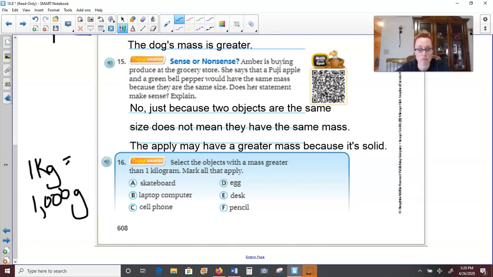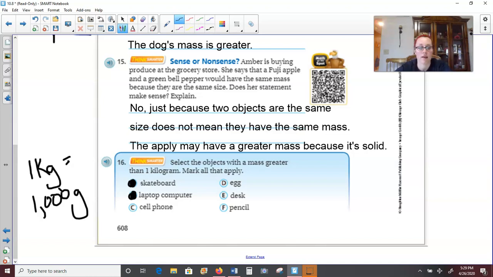Would a skateboard? Yeah, skateboards are large in size, but they're also kind of heavy too. How about a laptop computer? Yeah, laptop computers carry a lot of mass to them. I mean, they're not heavy where your arms are dragging to the ground, but you can still feel their weight. How about a cell phone? A cell phone, I would say no. We would measure the weight of cell phones in grams, because when we're holding a cell phone to our ear, it's not like real heavy in our hand.